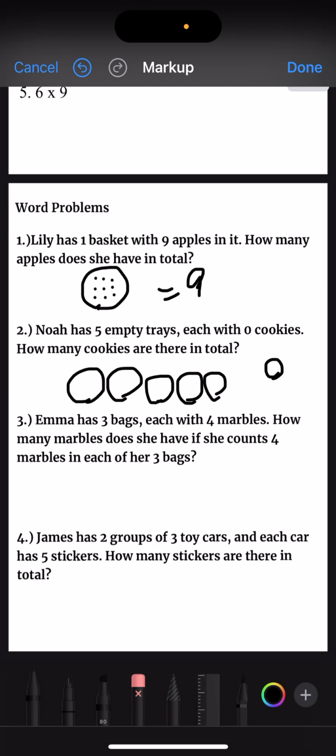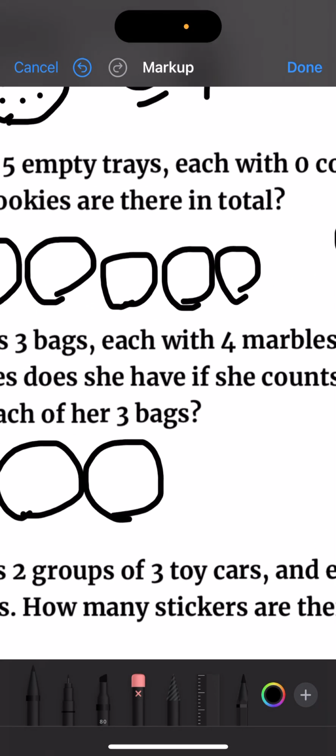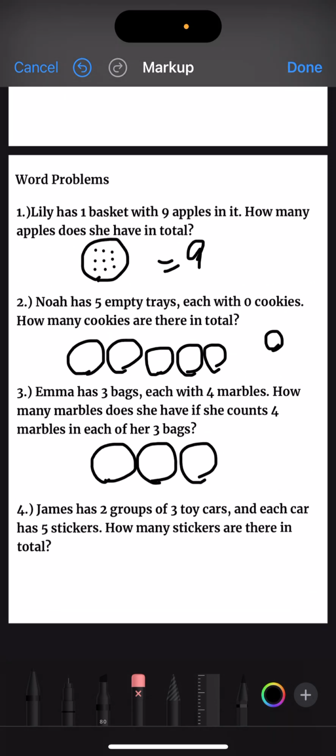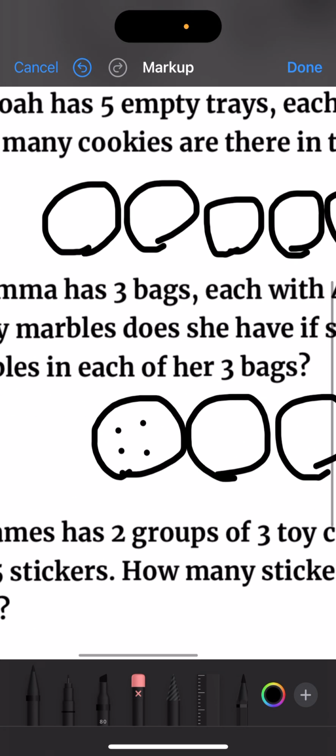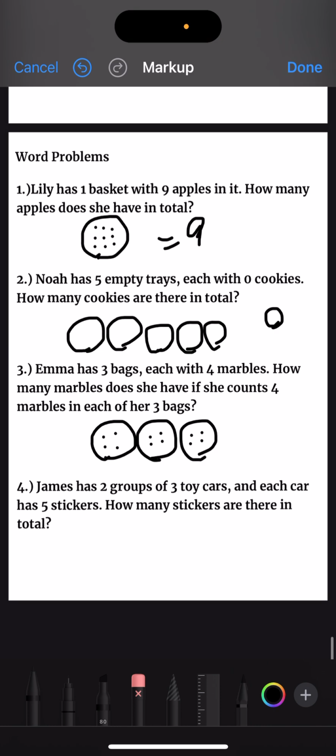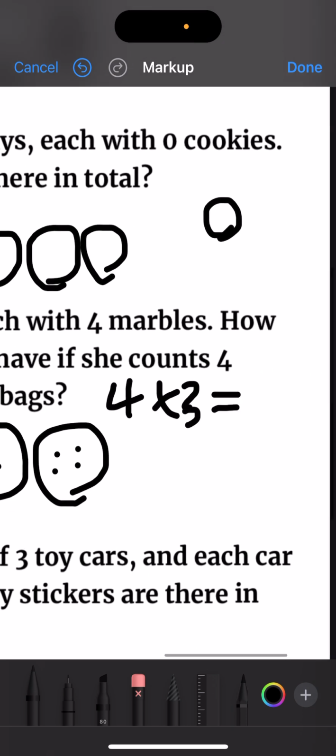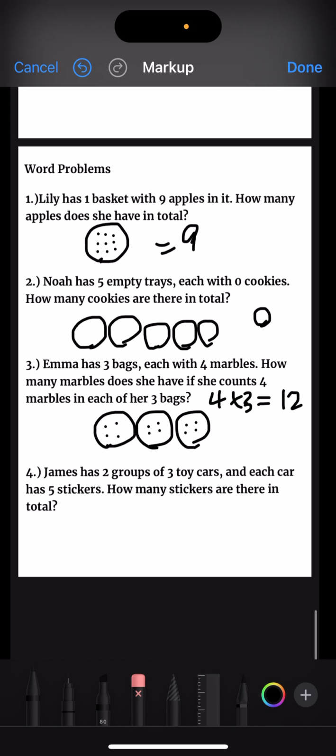Emma has 3 bags, each with 4 marbles. How many marbles does she have if she counted 4 marbles in each of her bags? Okay, she has 3 bags. Let's just draw the 3 bags, and each has 4 marbles. Okay, this one, we could just write it as 4 times 3, which we get 12. So she has 12 marbles.